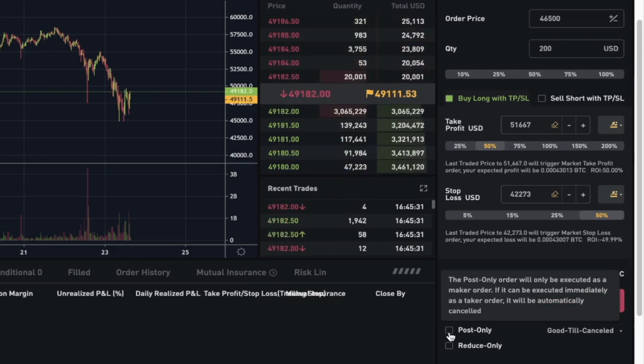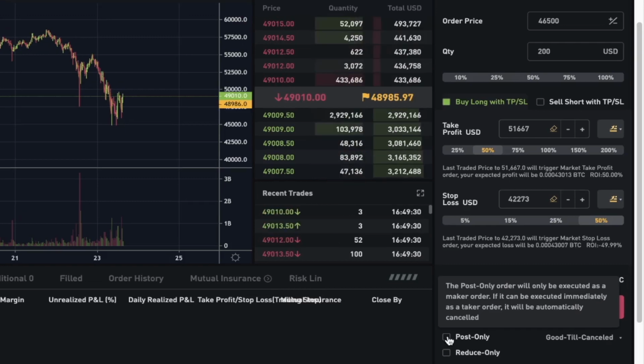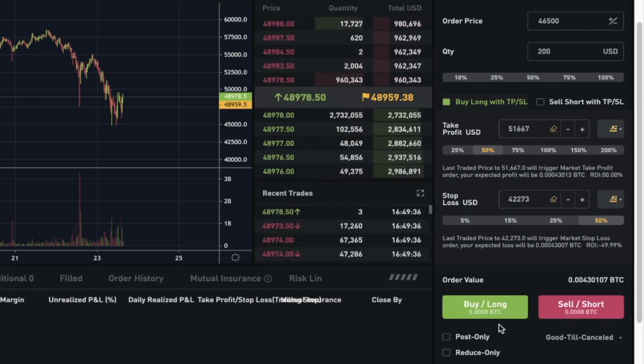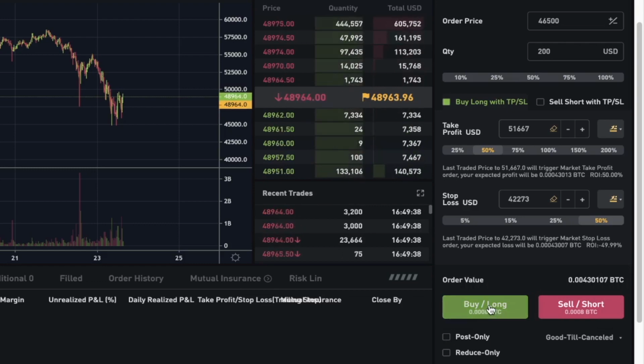This means if your position is very close to the price, it can be executed immediately, and this means that you'll be a taker. You might be charged a small commission, but in this case, your trade order is far away from the price, so there's nothing to worry about. Let's go and place the order.